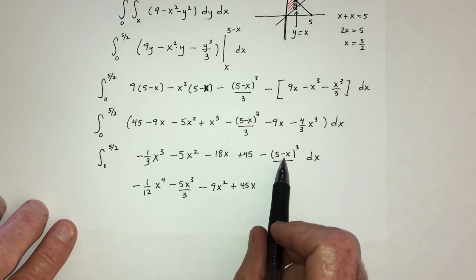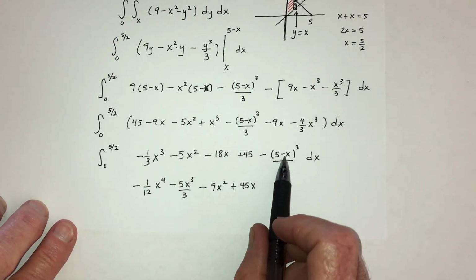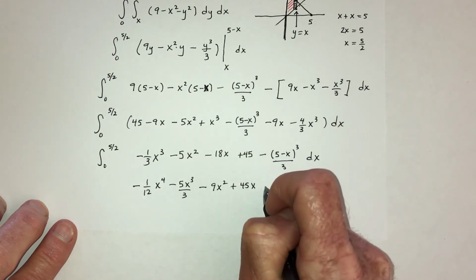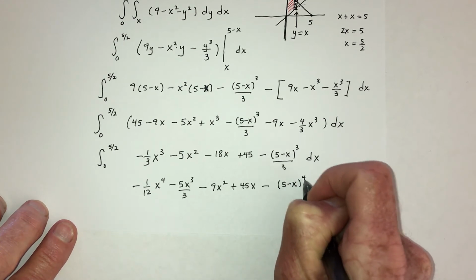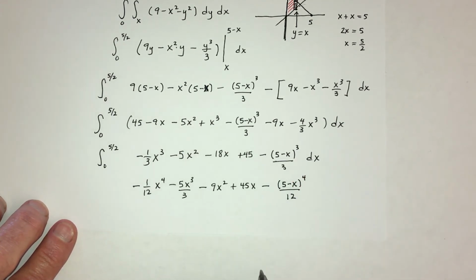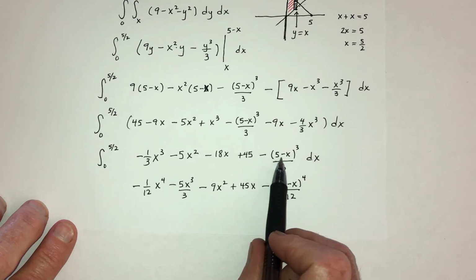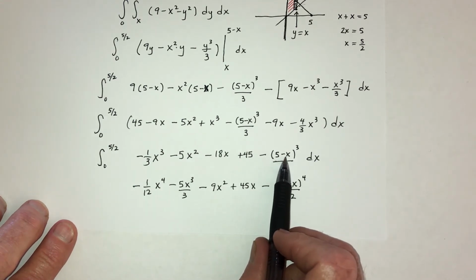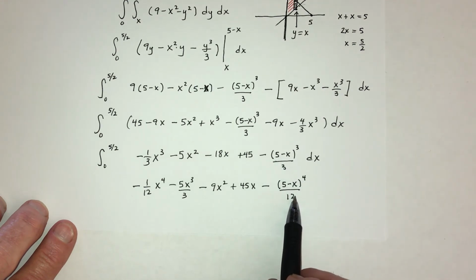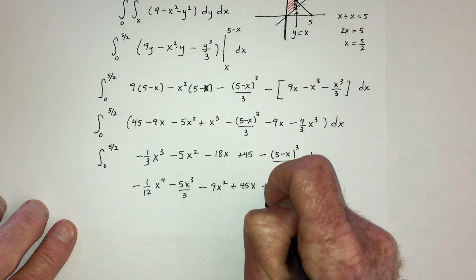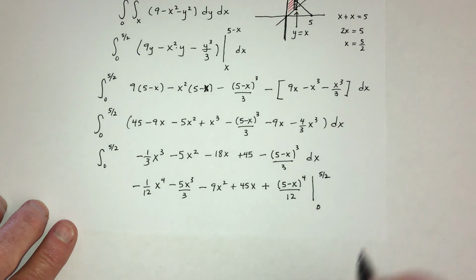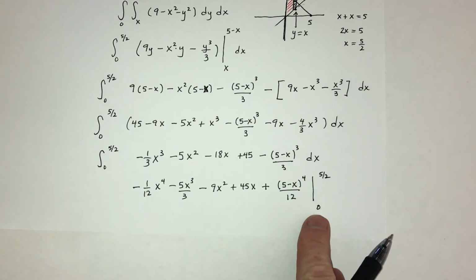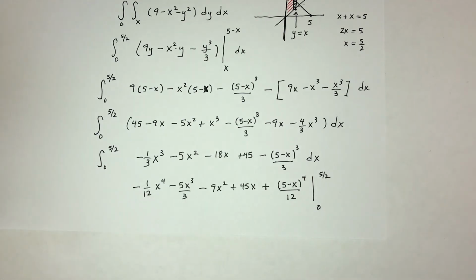And then for this one, I could basically look at it as if it was u raised to the third. So that means it's going to be the same thing, raised to the fourth divided by 4. Then the only thing is the chain rule. The derivative of the inside is a negative 1, so I should actually be dividing by a negative 1. So that's going to change this into a positive. And then evaluate from 0 to 5 halves. And once again, I'm grateful for having a 0, because that's going to eliminate a lot of our work.